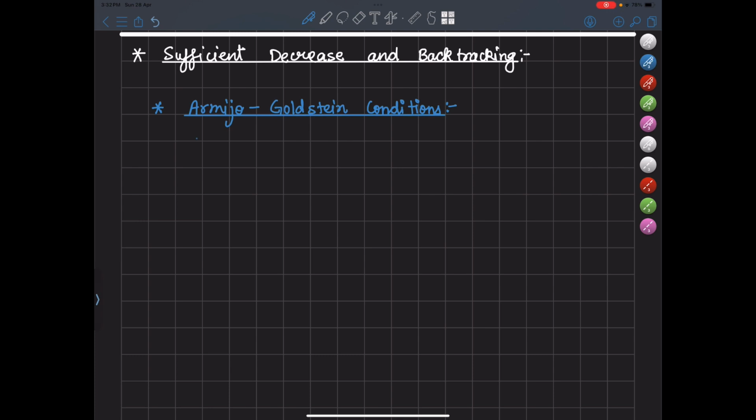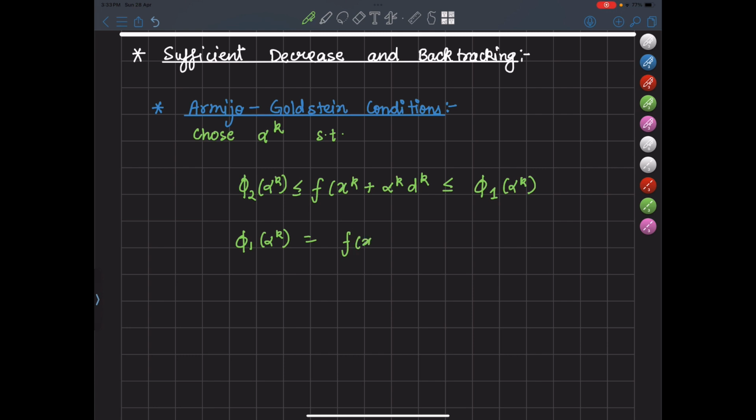Okay, now which means choose alpha k such that f(xk + alpha k dk) is less than or equal to phi 1(alpha k) and is greater than or equal to phi 2(alpha k), where phi 1(alpha k) is given by f(xk) plus c1 times alpha k times gk transpose dk, and c1 belongs to (0, 1). It is a number between 0 and 1.